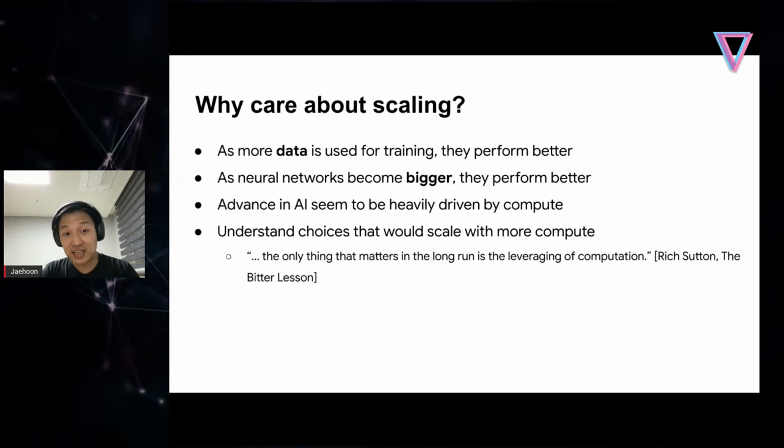Given the current status, why would we be interested in studying scaling? As we've seen, more data and larger models often lead to better performance, and it also seems like larger compute will be the driver for progress in AI systems in the future. Given the situation, we hope to understand which choices and techniques could scale well when given more compute. This point is well stressed in the essay from Rich Sutton, saying that the only thing that matters in the long run is the leveraging of computation.